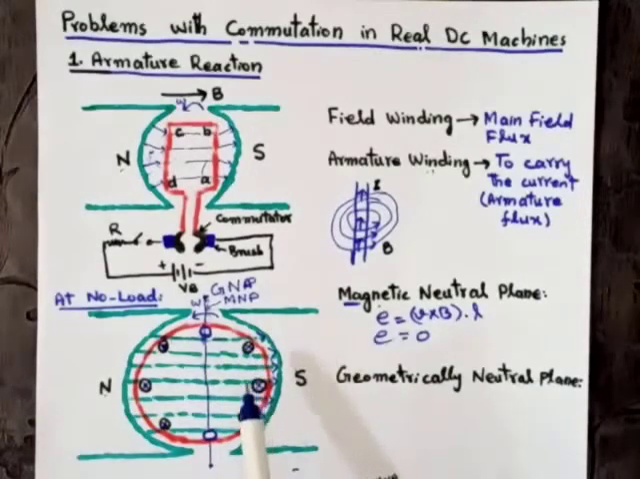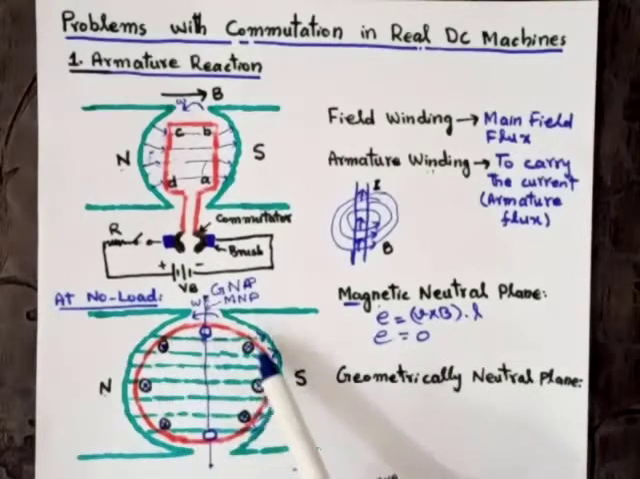Now let us first discuss this figure as shown here. As you can see in this figure, this is the north pole and this is the south pole, and armature coils are placed here. There are 8 coils. This is coil number 1, coil number 2, 3, 4, 5, 6, 7 and 8. Let each coil consist of a single turn. Then there will be a total of 16 conductors.